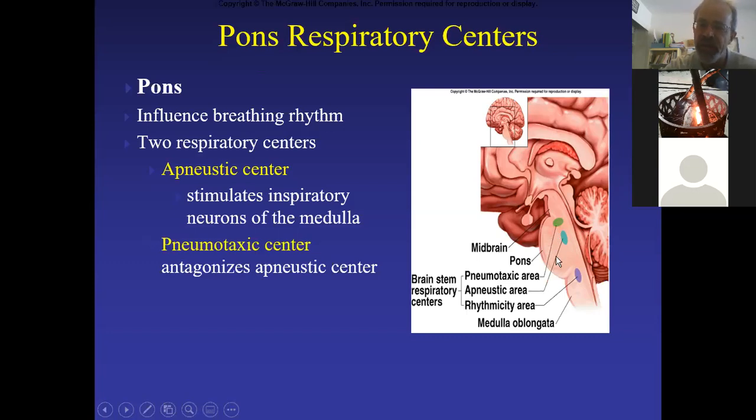The apneustic center sends neurons that directly stimulate the medulla, which will increase the rate of breathing, make us breathe faster. And the pneumotaxic center, which is this right here, antagonizes that, making us breathe slower. So it's kind of like a fine tuning, right? The medulla is going to generate the basic rhythm, but then we've got the pons, which will adjust as needed. There are several different areas that adjust breathing. We're not going to get into all of them. We'll get into most of them.